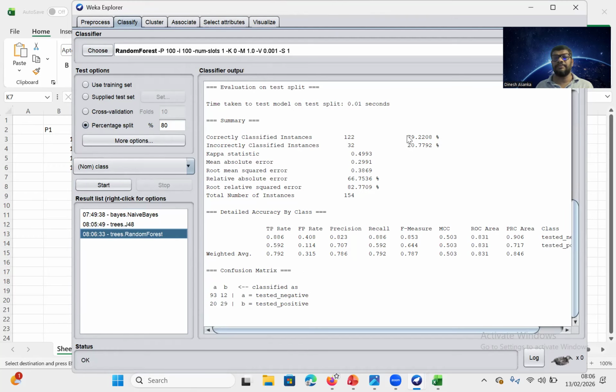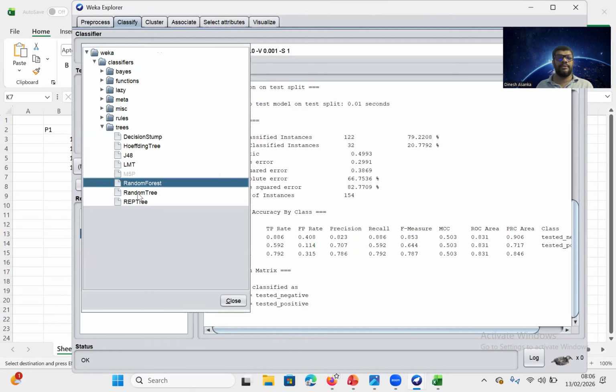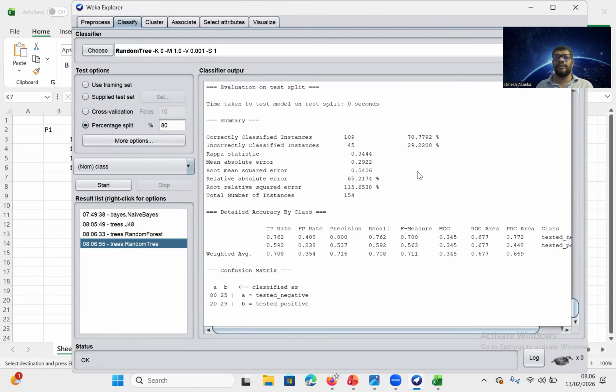Okay, you can see it has improved the accuracy, but it has a very poor recall. So I'm not looking at the accuracy here. I'm not looking at the accuracy alone. I'm looking at the recall for the positive cases. Let me choose another algorithm. So this accuracy is also less, recall is also less.